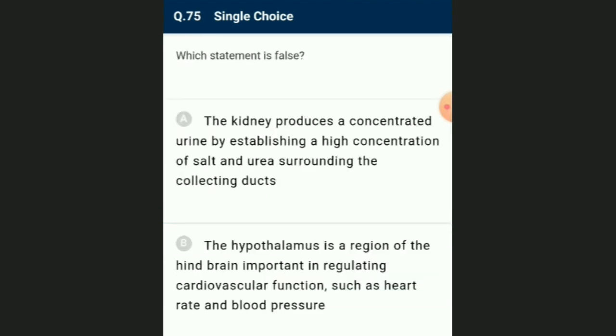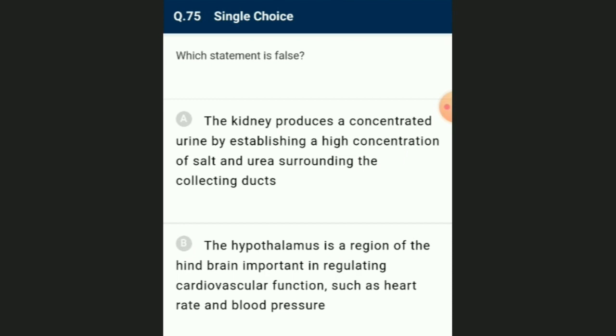Question number 75. Which statement is false? The kidney produces a concentrated urine by establishing a high concentration of salt and urea surrounding the collecting duct. A is correctly given. B: the hypothalamus is a region of the hindbrain important in regulating cardiovascular functions such as heart rate and blood pressure. That is wrong.